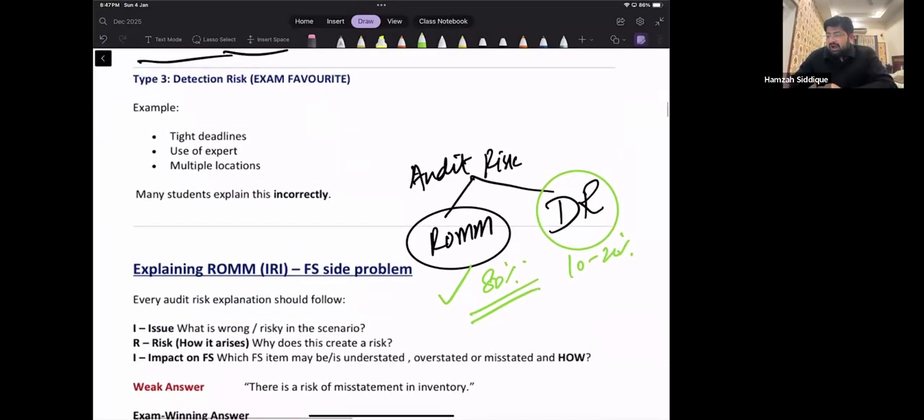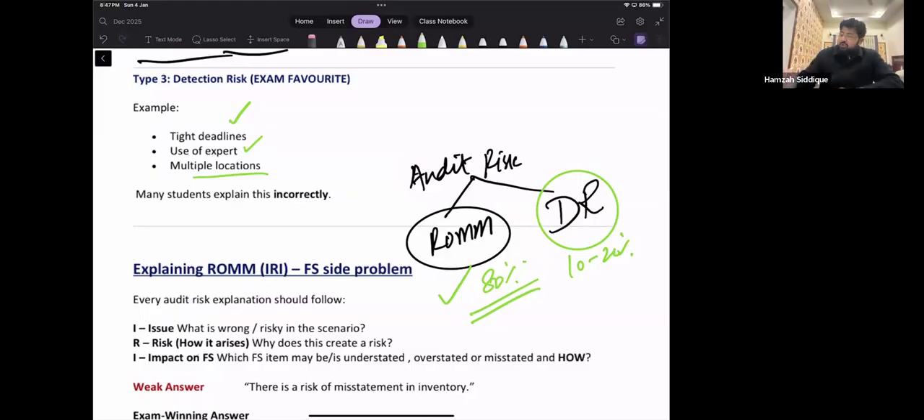Just see here, there are tight deadlines for audit, so you may not be able to perform work properly. Use of expert or use of service organization: the company is using some expert for valuation, for providing some service which is affecting financial statements. The auditor may not be able to obtain evidence about that. The client has multiple companies which are being audited, there are multiple locations, and the auditor may not be able to withdraw. So we will be talking in detail about how to write about them.